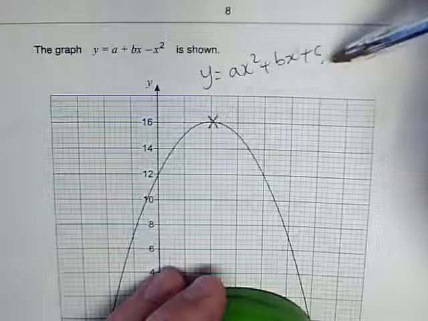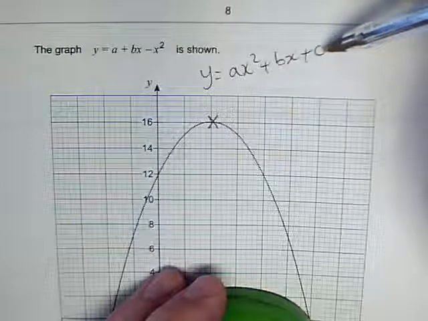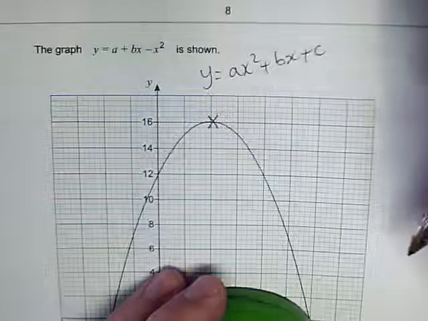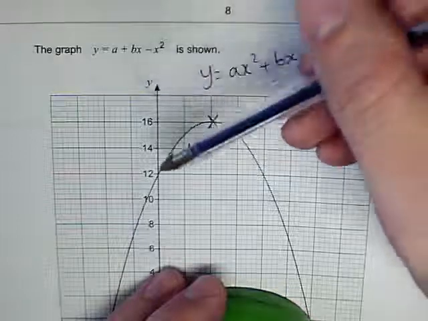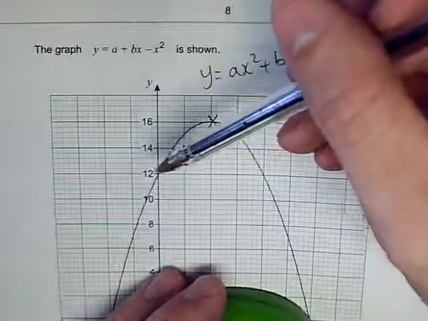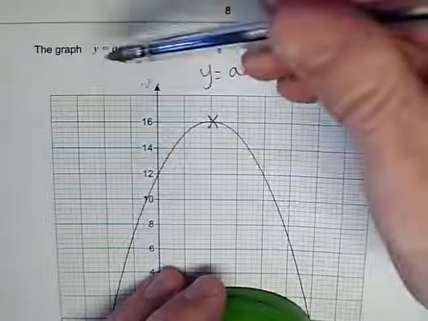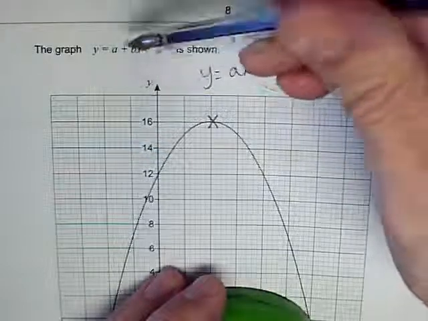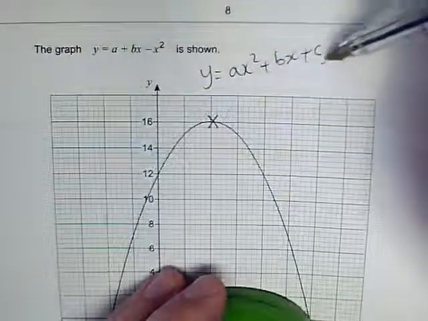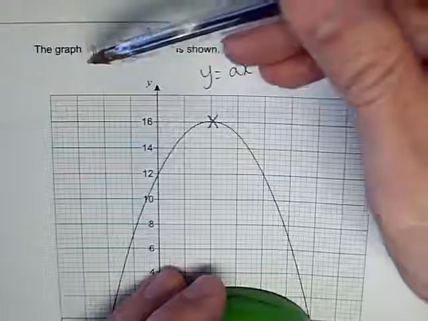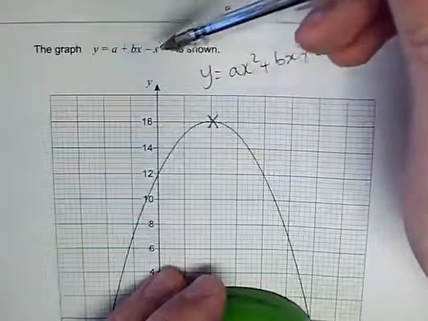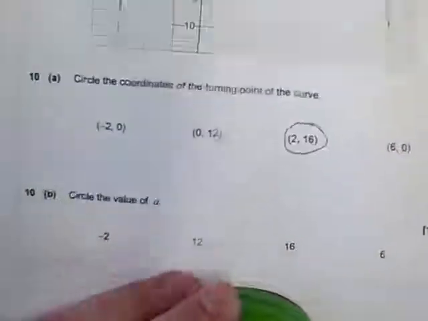But the constant on the end tells you where it crosses the y-axis. So it crosses the y-axis at 12. So the constant is, which this is labelled differently to this one, but the value on its own is 12. So it should be y equals 12 plus bx minus x squared. So a must be 12.